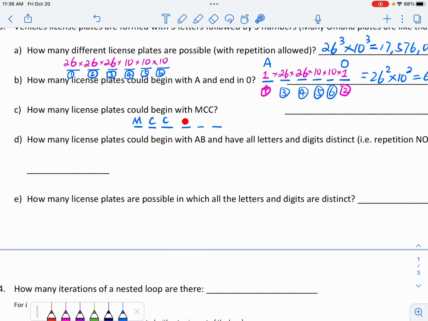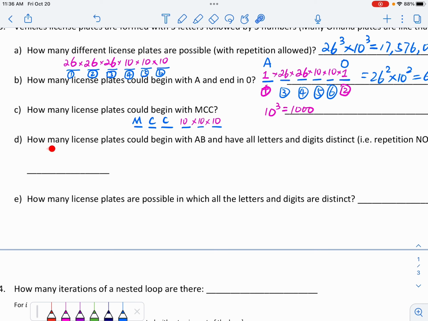So step 1 is to fill in this number. Step 2 is to fill in the second number. Step 3 is to fill in the last number. So each one of those, there were 10 ways to do that. So therefore, how many license plates are there starting with MCC? So 1,000.